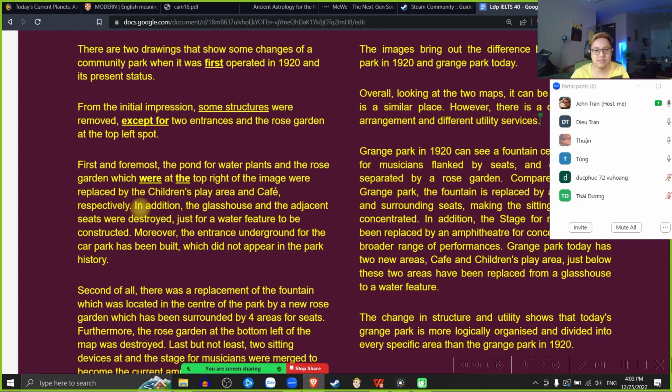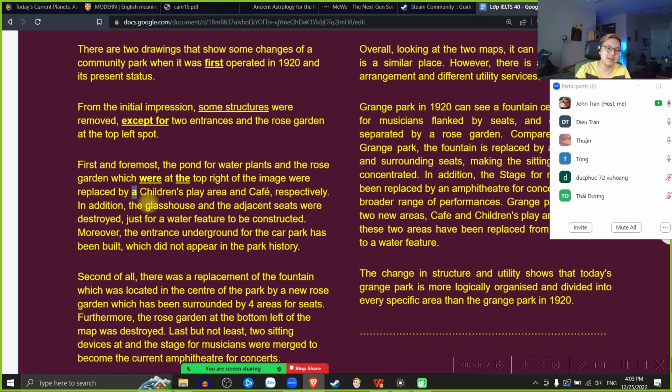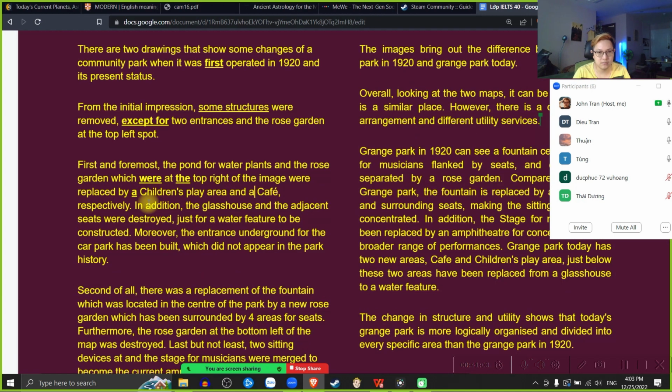Được thay thế bởi một cái khu vực trẻ con chơi. I think A is a better idea. Were replaced by a children place area and cafe. And a cafe. Và một quán cà phê. Respectively. In addition, the glass house and adjacent seats were destroyed.